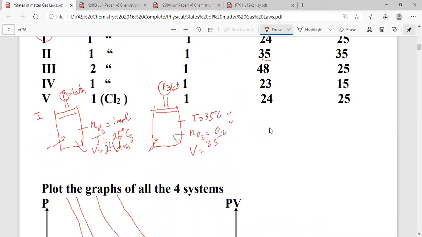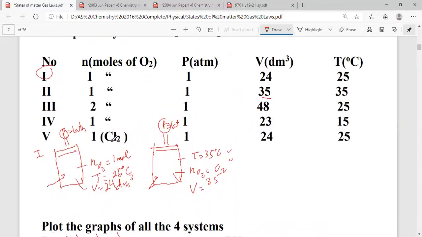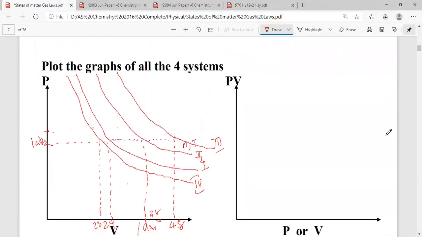Number 5. Let's say I put in a different substance. Chlorine gas, here oxygen gas, at 1 atmosphere, same as before. Any gas amount at RTP occupies 24 dm cubed. So it's the same. So where would the graph be? Same as 1, right? Same as 1, so here it will be same as 5. Understand? So these are all the 5 experiments we do for Boyle's Law.